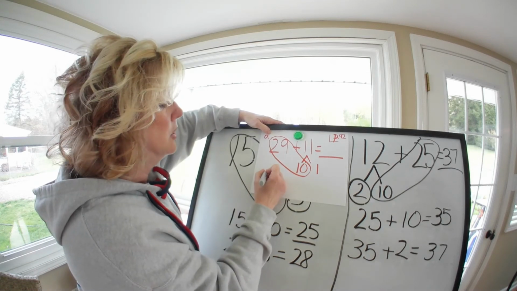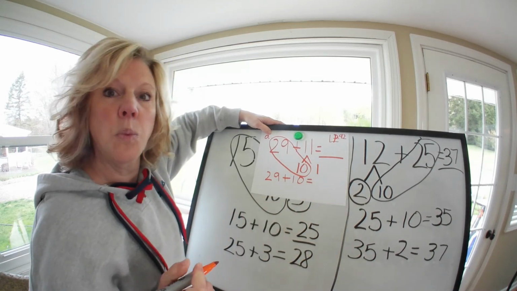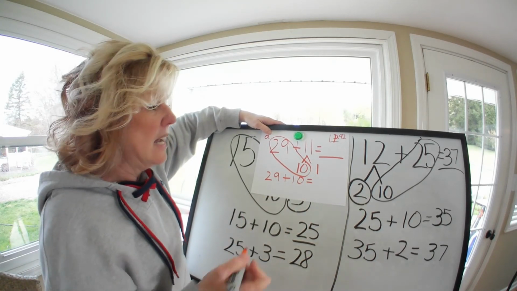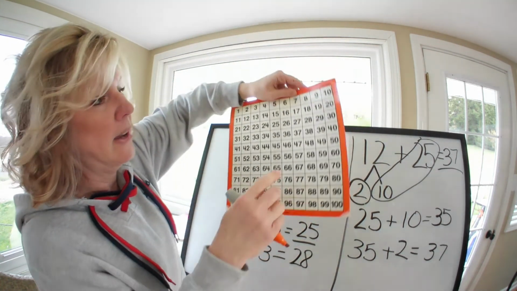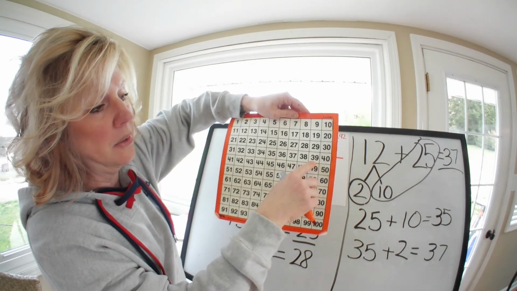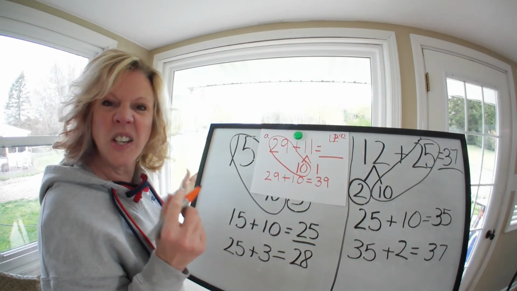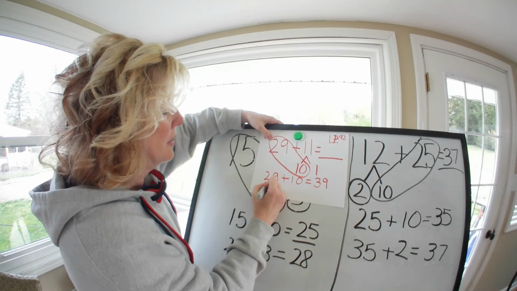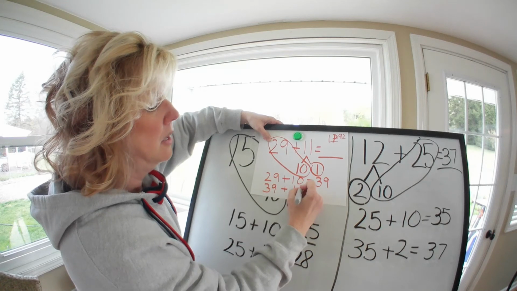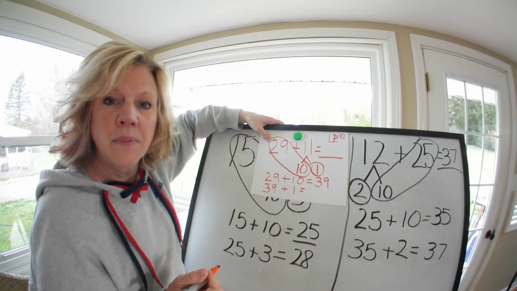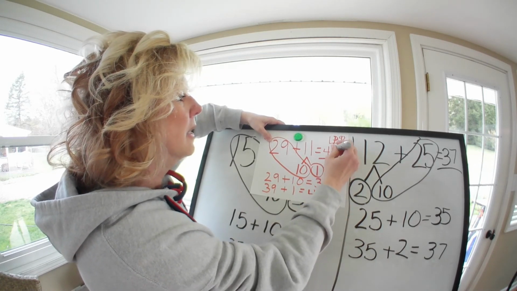So I know 29 plus 10 equals what? If you said 39, you're absolutely right. Because if I take my hundreds chart out again, if I'm at 29 and I make 1 jump down, it's 39, right? Look at the pattern. So again, it's all about patterns and looking at those numbers. Now I need to take that 39 and add it to the number I didn't use. In this case it's a 1. What's 1 more than 39? It's 40. You're right. So 40 is my answer.